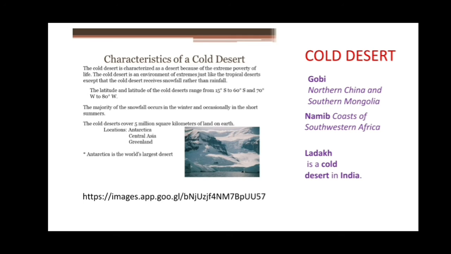The majority of snowfall occurs in the winter, occasionally in the short summer. The cold desert covers over 5 million square kilometers of land on earth. The locations of cold deserts are Antarctica, which we all know is a cold desert, Central Asia and Greenland. Antarctica is the world's largest cold desert. Here are examples: Gobi Desert, Namib Desert, and Ladakh is a cold desert in India.